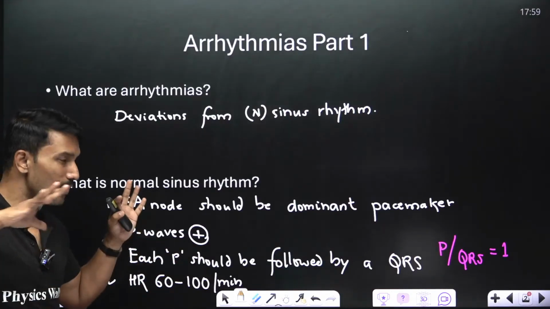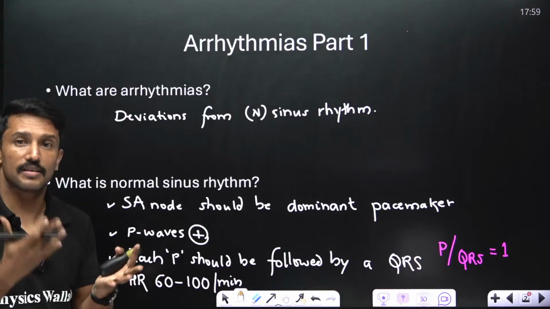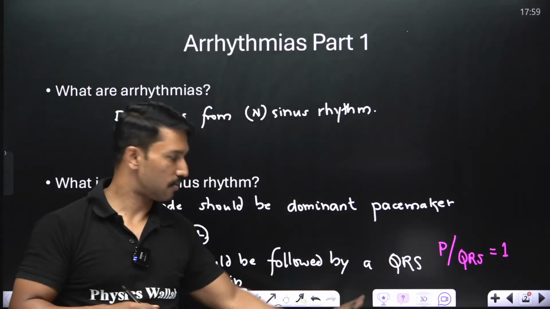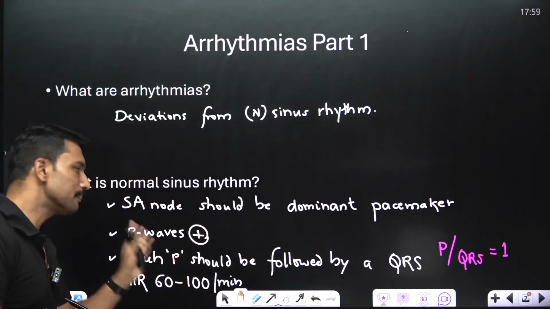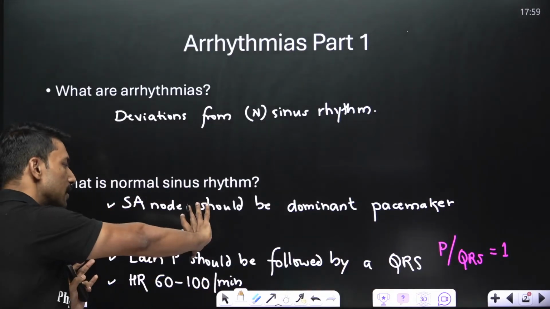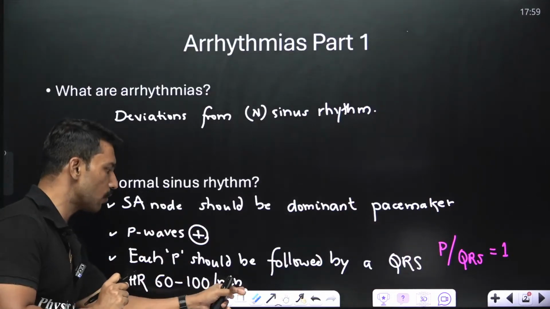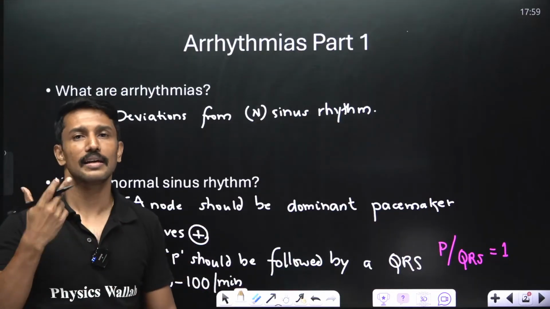And because there is no other pacemaker in the sinus rhythm, each P should be followed by one QRS, or behind a QRS, there should be a P wave. And this is how I define it as sinus rhythm. When the rhythm is sinus but the heart rate is more than 100, I'm calling it sinus tachycardia.